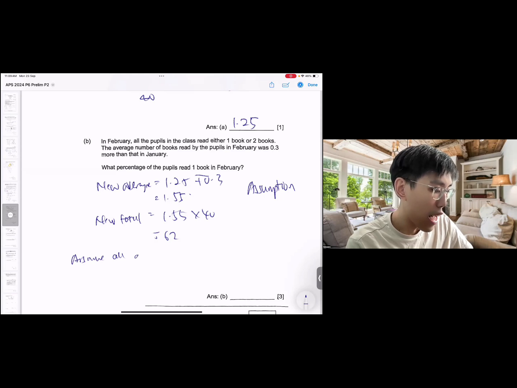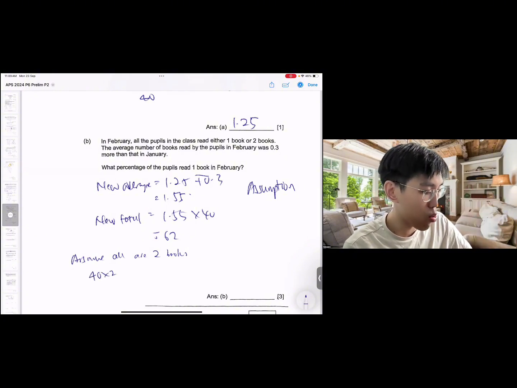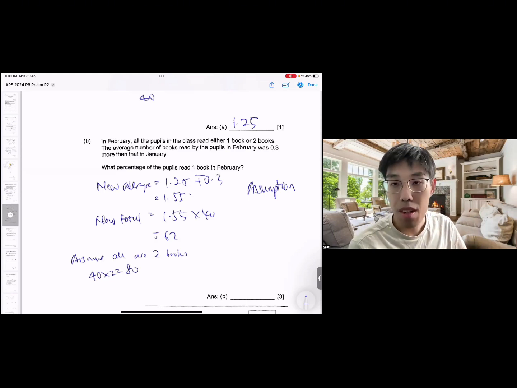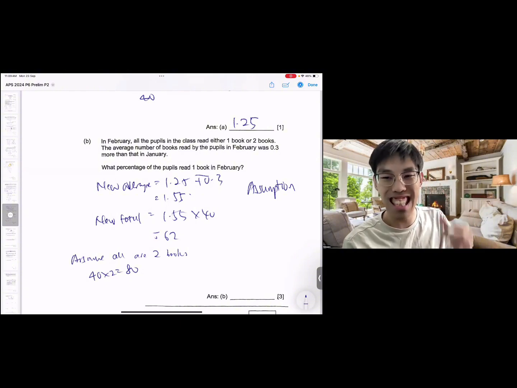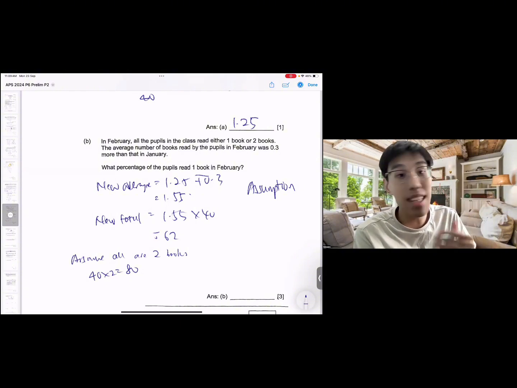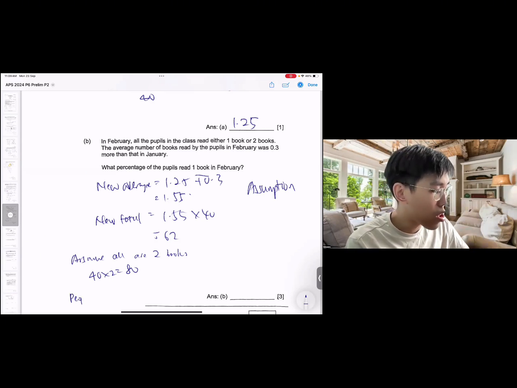So I want to assume all are 2 books. It means all 40 students read 2 books, so it will be 40 times 2 equals 80. But in reality, is 80 books being read? The answer is no, because the actual total is 62. Some people didn't read 2 books, they only read 1. So we need to account for that difference. The difference equals 80 minus 62, which gives me 18.